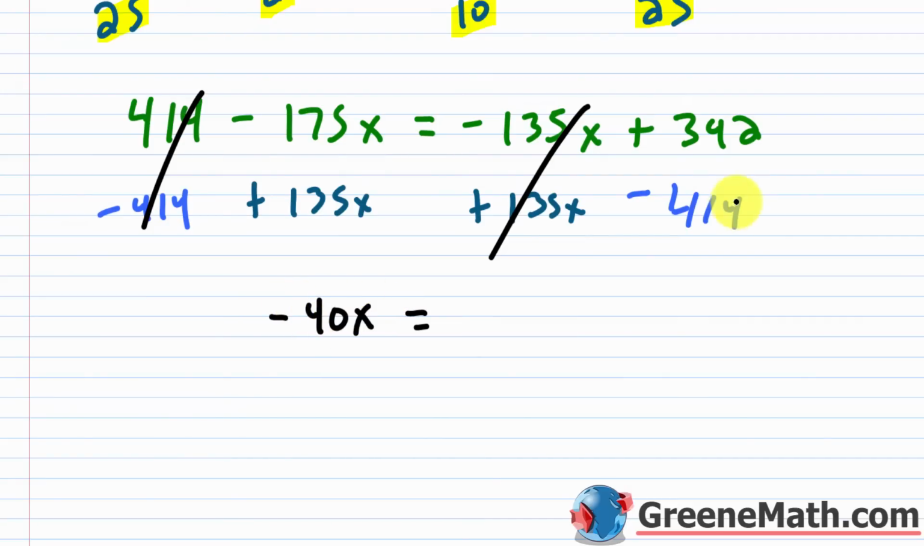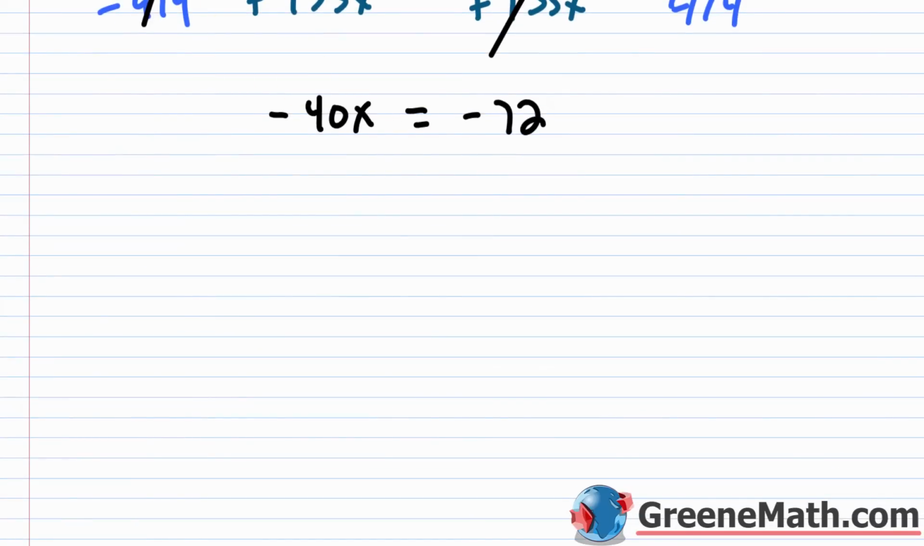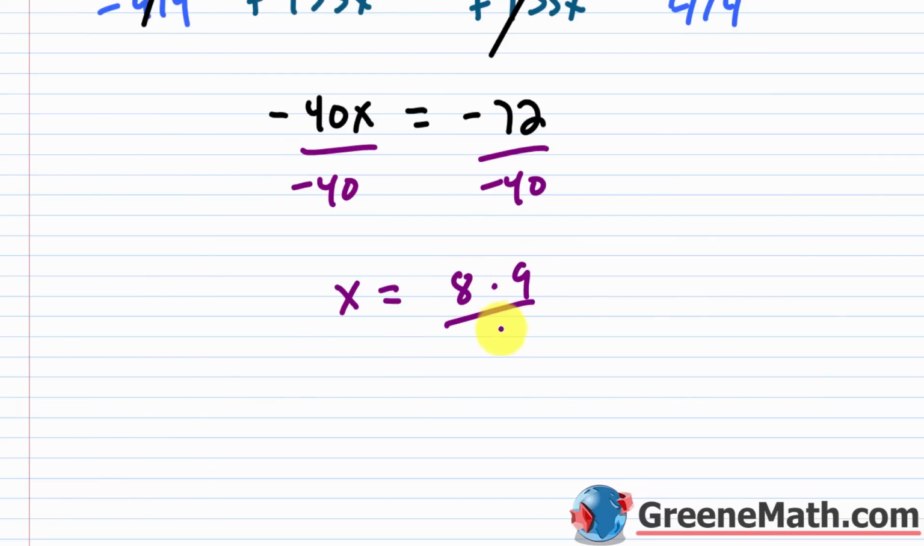And this is equal to, if I do 342 minus 414, that's going to give me negative 72. Okay, so let's slide down here a little bit and see what we have. So I'm going to divide both sides by negative 40. And essentially I'm going to have x is equal to, negative over negative is positive. Let me go ahead and write 72 as 8 times 9. And let me write 40 as 8 times 5. And I think it's clear that this is going to cancel with this, and you'll basically have x is equal to 9 fifths. This will be your solution.